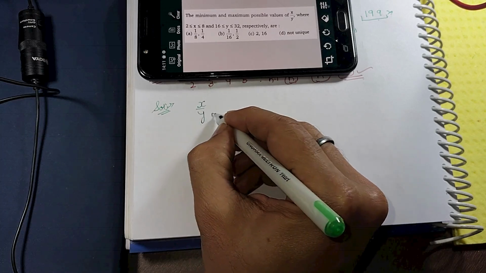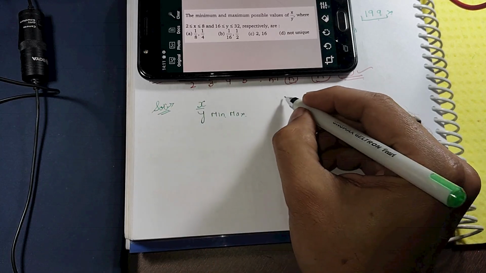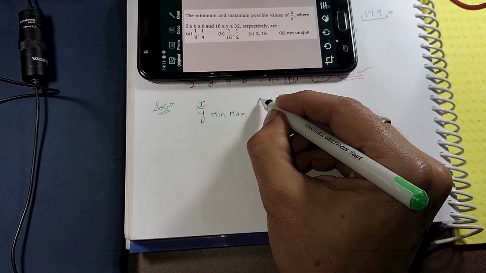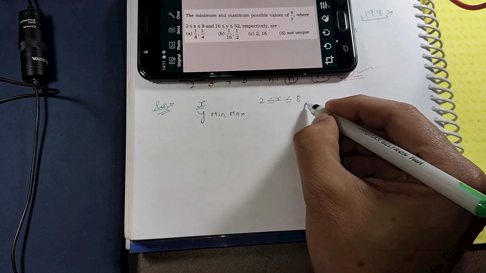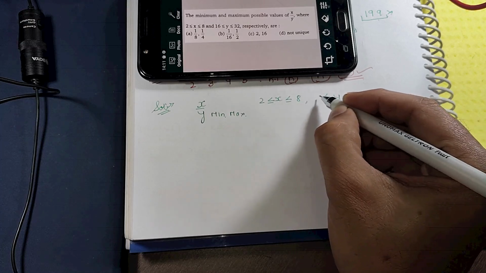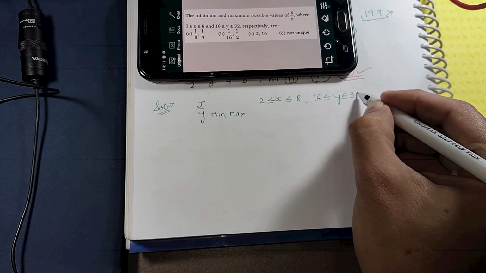One is minimum and one is maximum. Now x has been given to us as greater than or equal to 2 and less than or equal to 8, and y has been given as greater than or equal to 16 and less than or equal to 32, right?